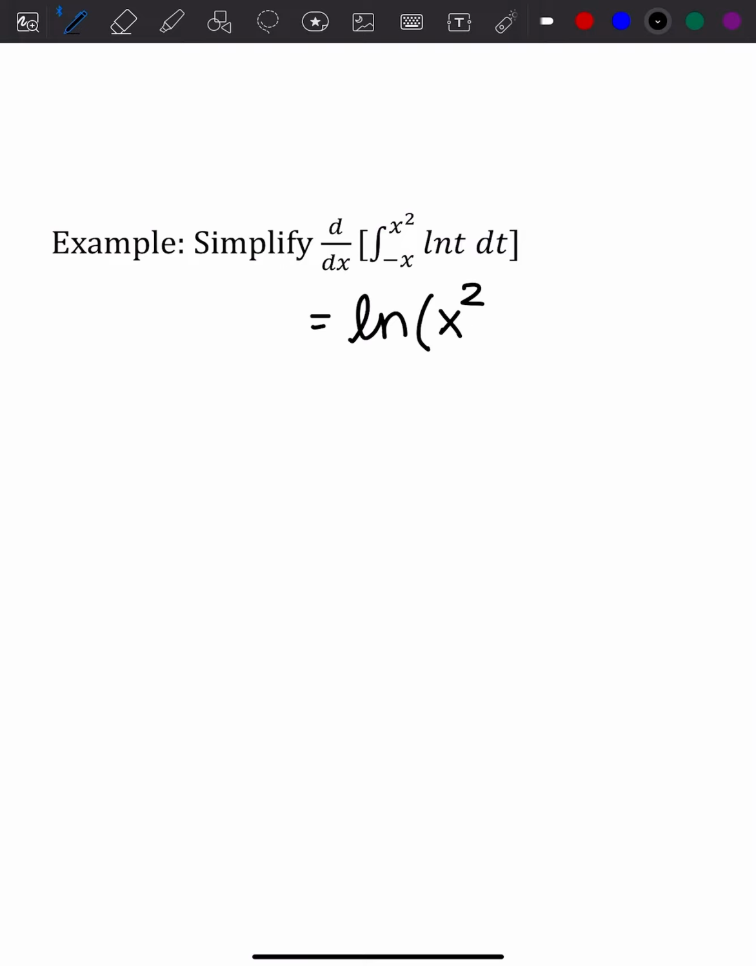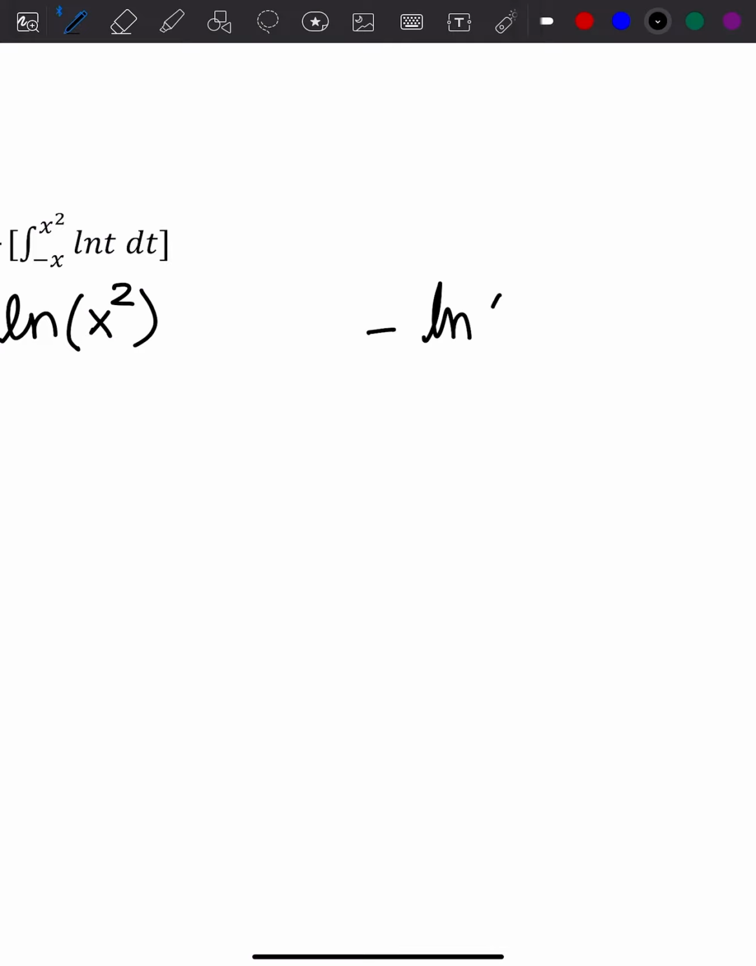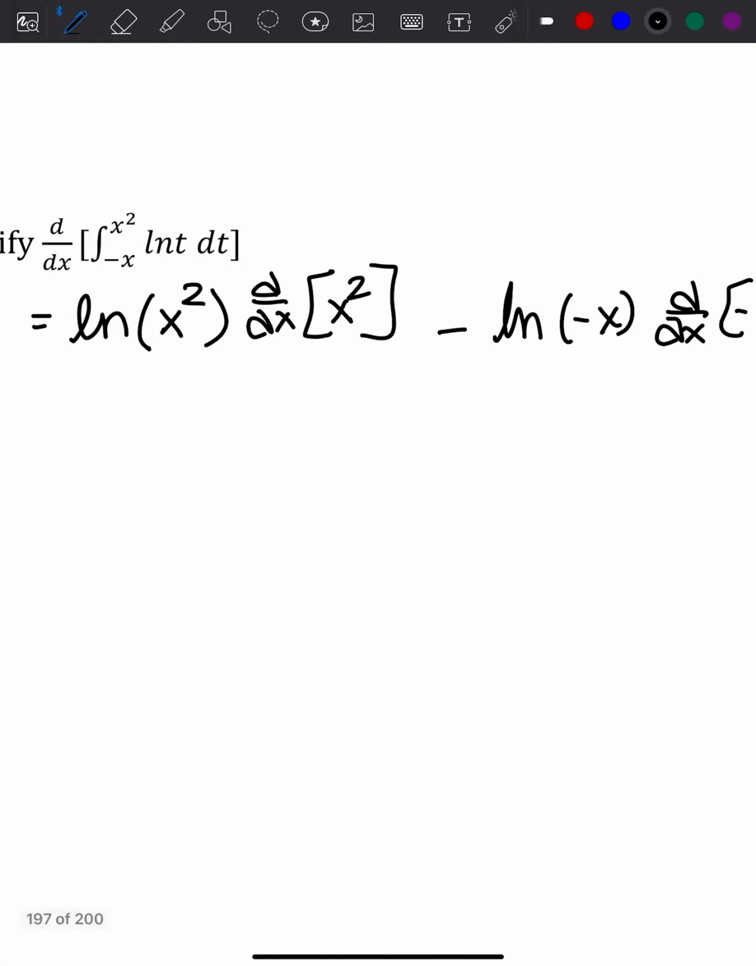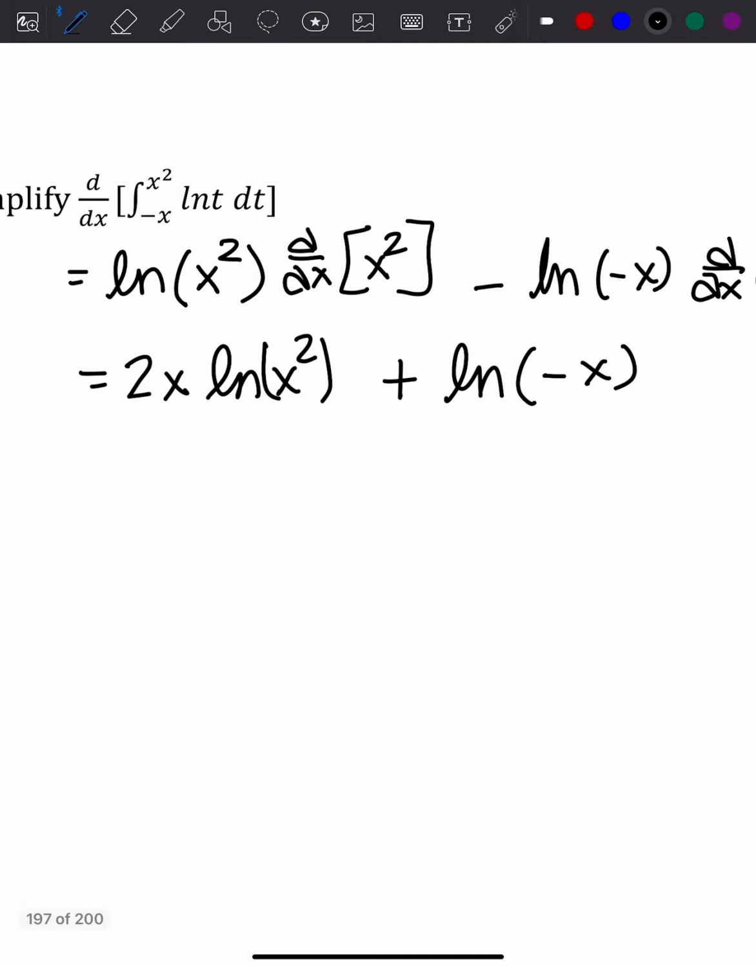So I have the natural log of x squared, and we need to subtract the natural log of negative x. We need to multiply this by the derivative of x squared and the derivative of negative x. The derivative of x squared is 2x, so I have 2x natural log of x squared, minus the derivative of negative x, which is negative 1, making this positive 1 times natural log of negative x. So this would be our answer.